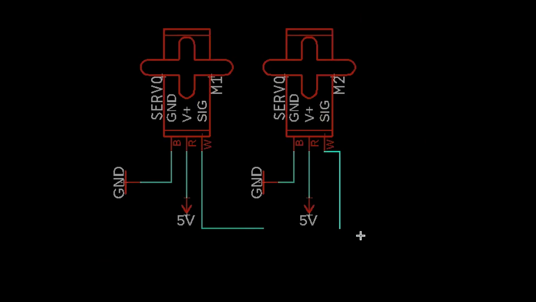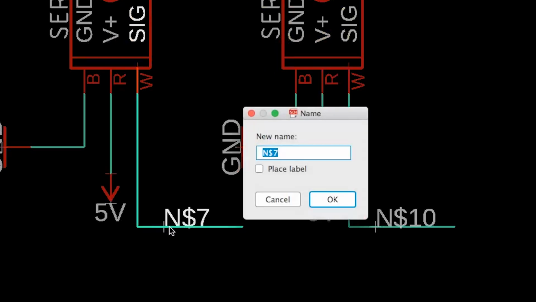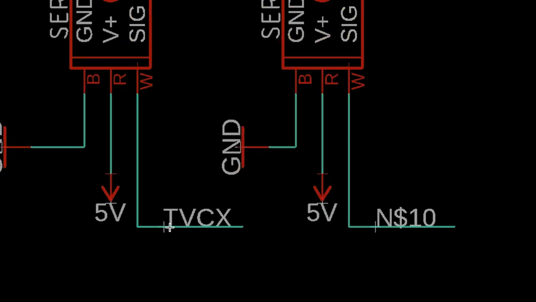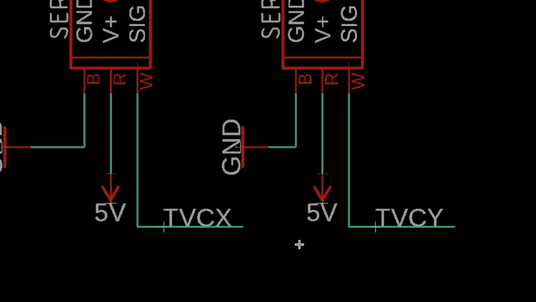And so we're gonna do 1 and 2. So now we're gonna label these. These are going to be, get ready for it, TVCX and TVCY. And now we have to connect these on the processor, and I mentioned this earlier, but we want PWM pins, or pulse width modulation. And that is basically the way that the processor communicates to the servo to tell it which direction to point.